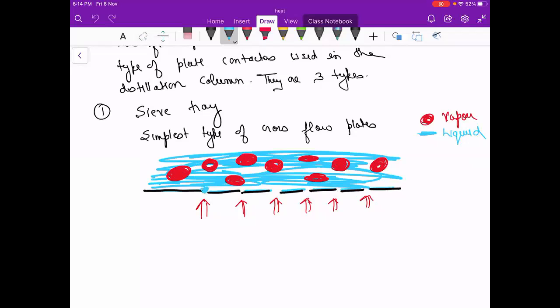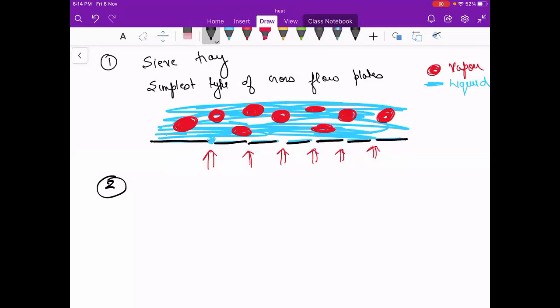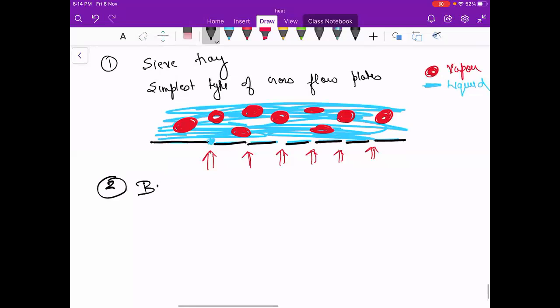Second is the bubble cap. You can draw this diagram. Bubble cap. So how do bubble caps work? I will explain to you.